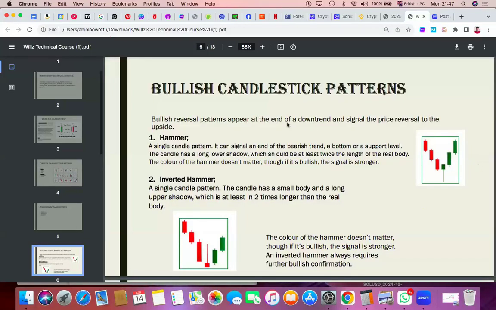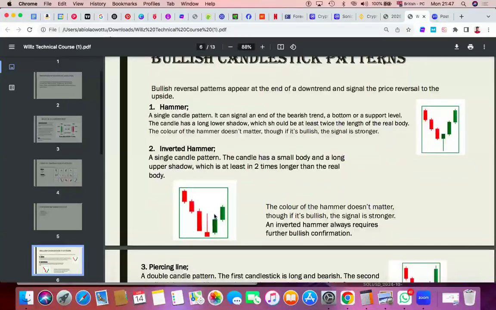Right? So we also have the inverted hammer. The inverted hammer is the inverse, a single candle pattern where the candle has a small body and a long upper shadow, which is at least two times longer than the real body. So this is identifying for us a downtrend. The color of the hammer doesn't matter, though if it's bullish, the signal is stronger. An inverted hammer always requires further bullish confirmation, right?